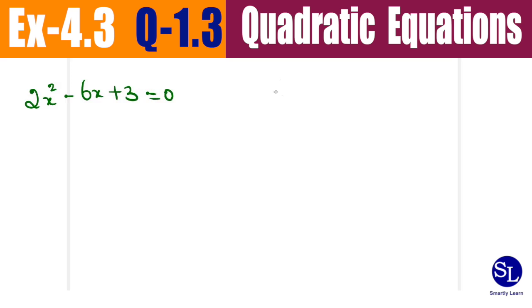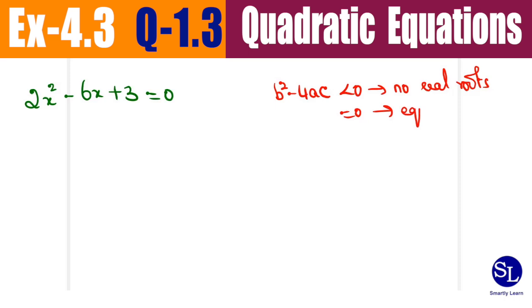In order to find the nature of the roots of the quadratic equation, we need to compute the formula b square minus 4ac. If this value is less than 0, this equation has no real roots. If the value is equal to 0, then it has equal and real roots. If the value is greater than 0, it has real and distinct roots.